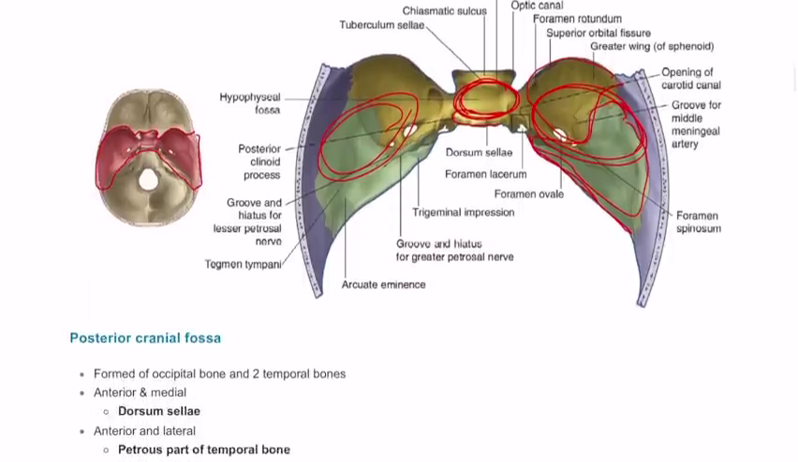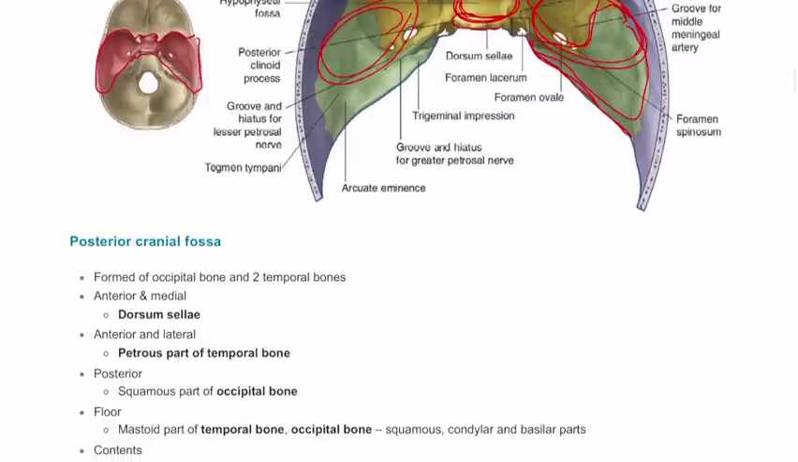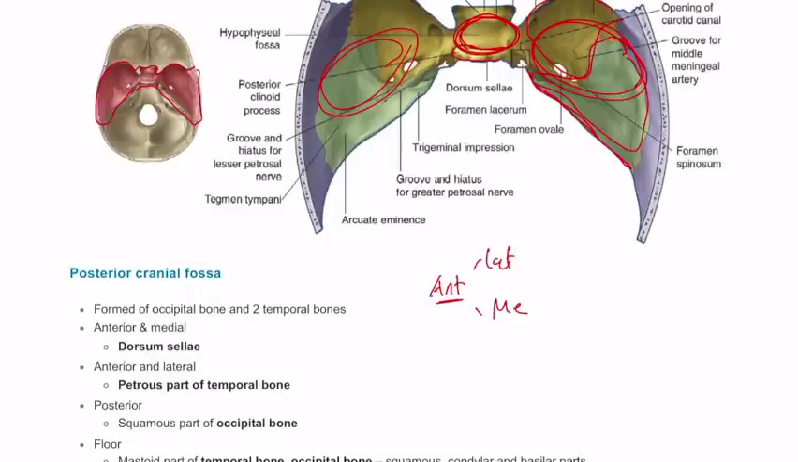So the last one in the cranial fossae, we have the posterior cranial fossa. So again, we need to say the boundaries. So you have anterolateral and anteromedial. Again, it will be the same structures of the posterior border of the middle cranial fossa. So anteromedial will be the dorsum sellae. Anterolateral will be this part, which is the superior part of the petrous part of the temporal bone.